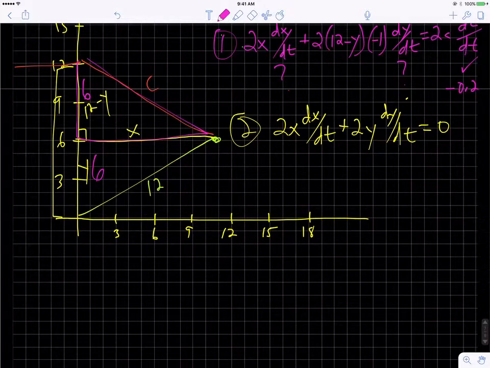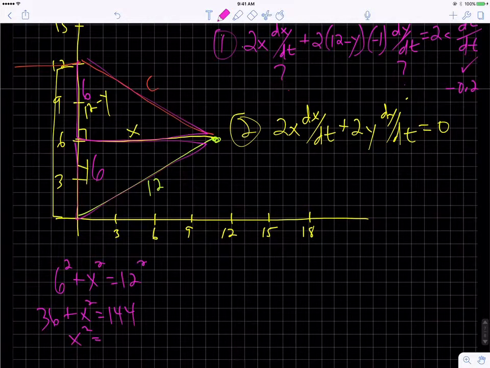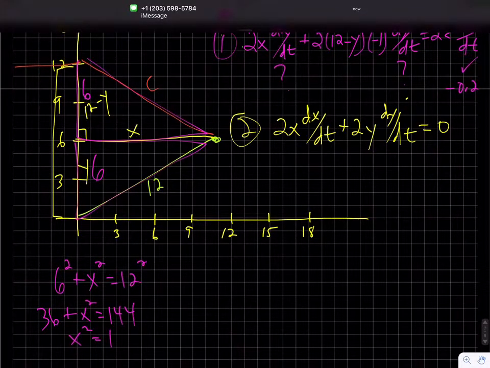I know that x, well, I don't know what it is yet, and I don't know what c is yet, but I can do Pythagorean theorem twice to get to c. First, I want to find x using this bottom right triangle. I've got 6 squared plus x squared equals 12 squared. So I got 36 plus x squared equals 144.